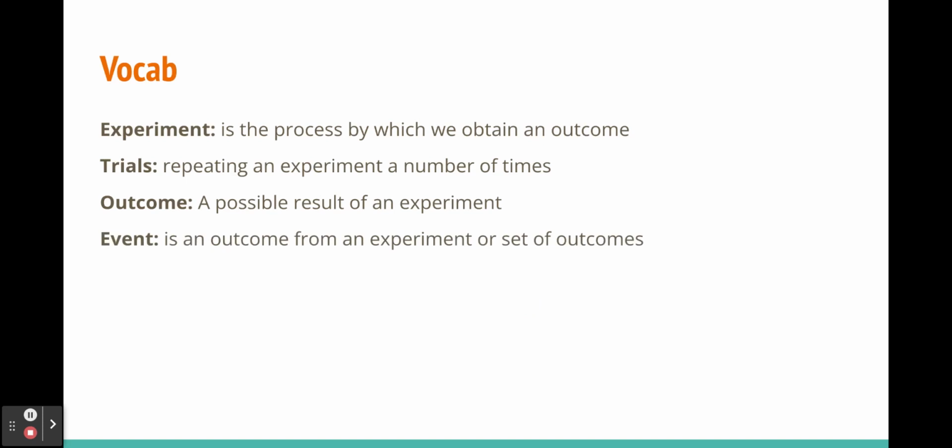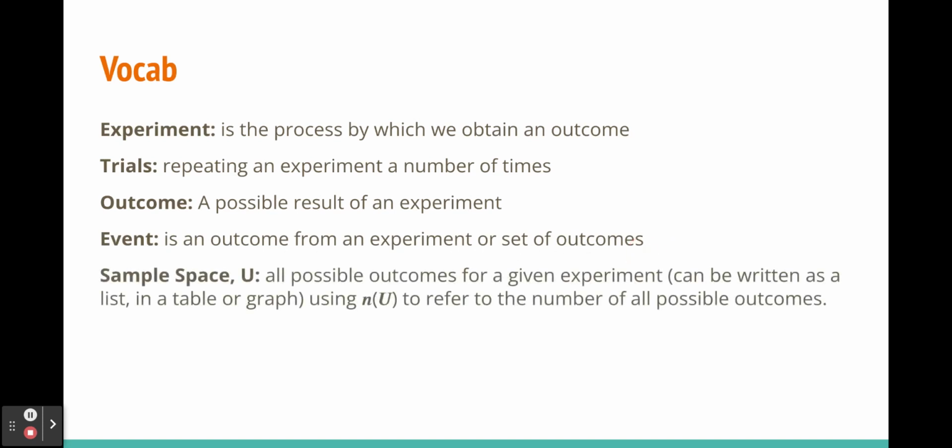And then we're going to talk about an event, which is an outcome from an experiment or a set of outcomes. And finally, sample space, which is going to be denoted by U. This is going to be all the possible outcomes for a given experiment, and it can be written as a list, or it can be in a graph, or it can be in a table. And we usually use this notation of n(U) to refer to the number of all possible outcomes.